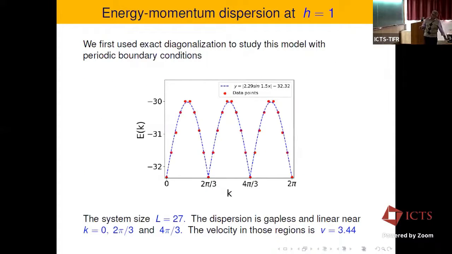Okay, so the first thing we did is we used exact diagonalization to study this model with periodic boundary conditions. Okay, so let's say this is the data for a system size L equals 27. And you find that there's a dispersion which is gapless at 3 points, k equals 0, 2 pi by 3, and 4 pi by 3. Okay, and this is sitting exactly at the critical point, the self-dual point h equals 1. At these gapless points, if you look at the slope, dE by dk, it's about 3.44. So that's the velocity of these low energy modes.